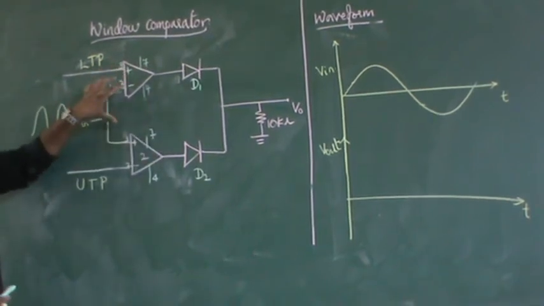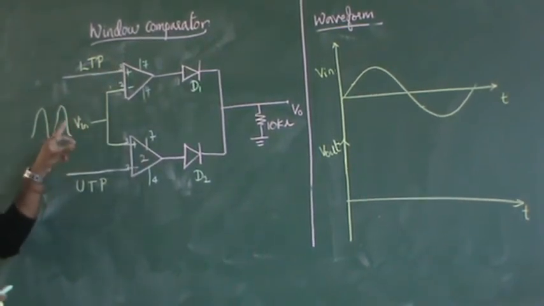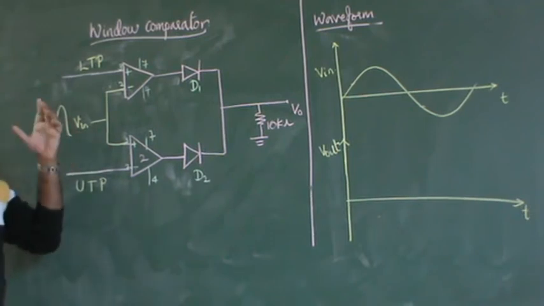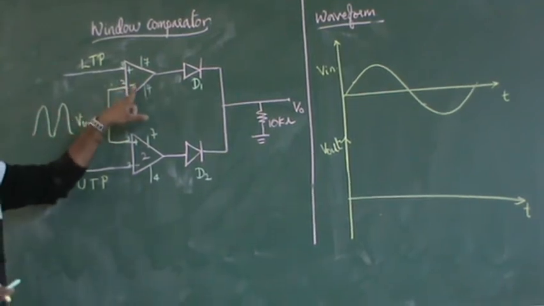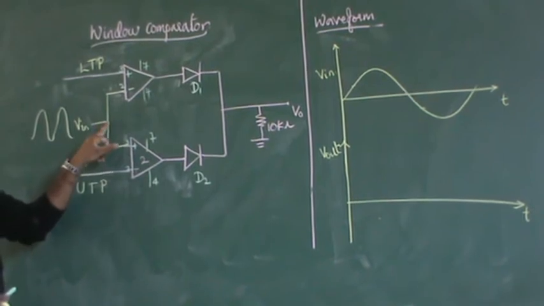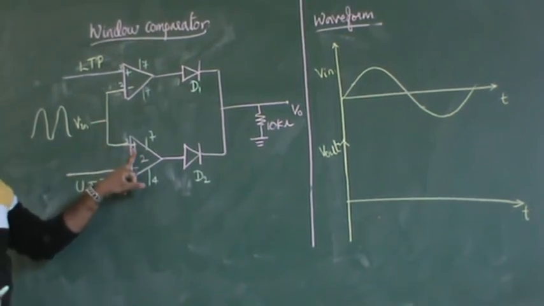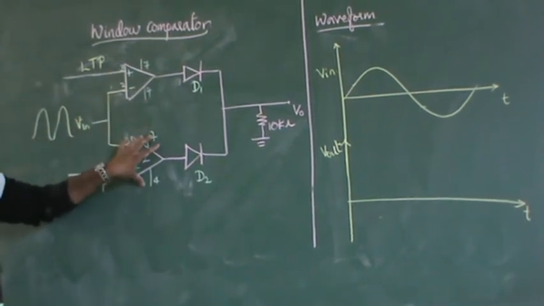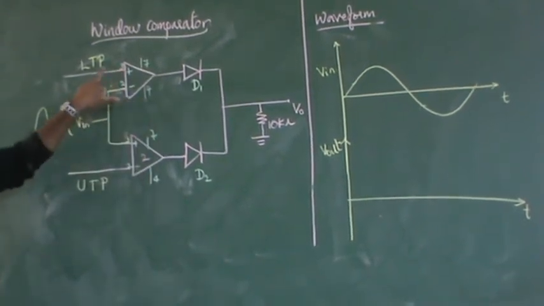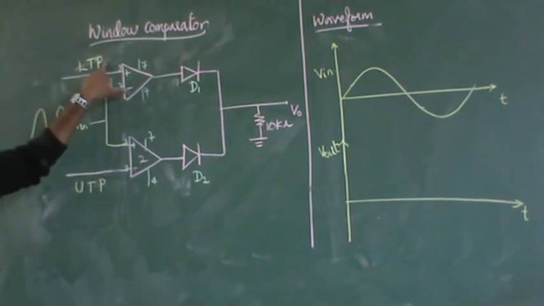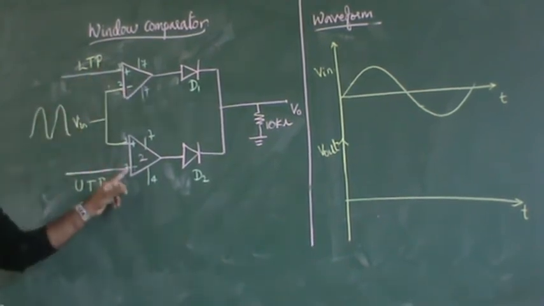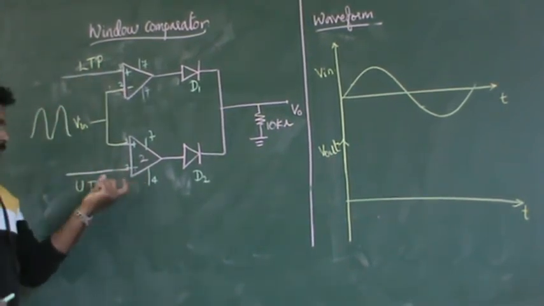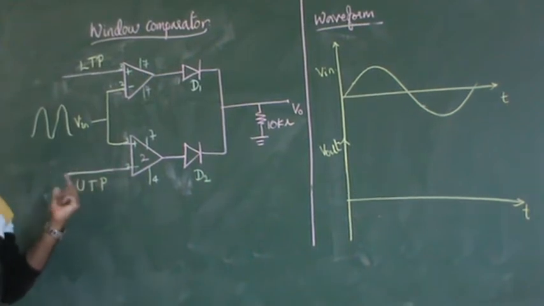This input voltage is Vin, which is nothing but the input voltage. It has been given to the inverting terminal, and the same input voltage is given to the non-inverting terminal also. So this is an inverting comparator, this is a non-inverting comparator, and another input is LTP, which is called the lower threshold point, and another input for this op amp is UTP, the upper threshold point.